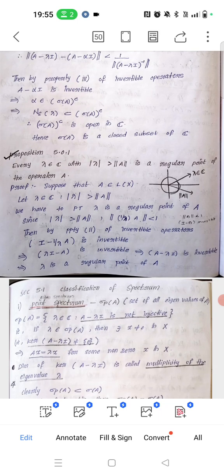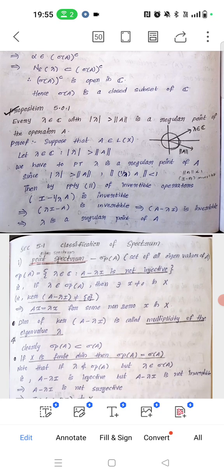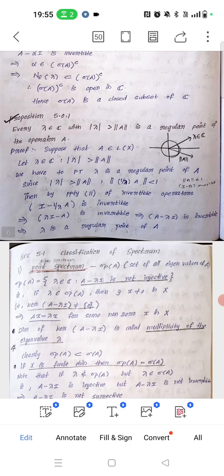That means if norm A is less than mod lambda, that means lambda is outside the disk centered at the origin with radius norm A, then lambda should be a regular point. That is what we have to prove here. So we take A as a bounded linear map, and lambda is a complex number which satisfies norm A less than mod lambda, or mod lambda greater than norm A. We need to prove this lambda is in the regular point set. Actually, by the geometry, this lambda is outside the region I mentioned earlier.